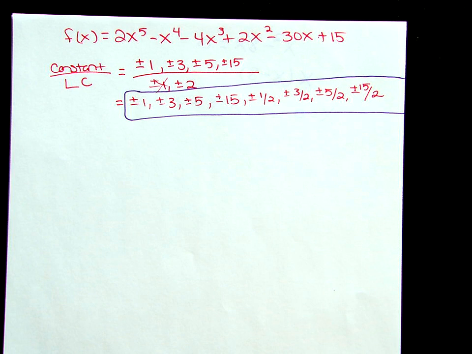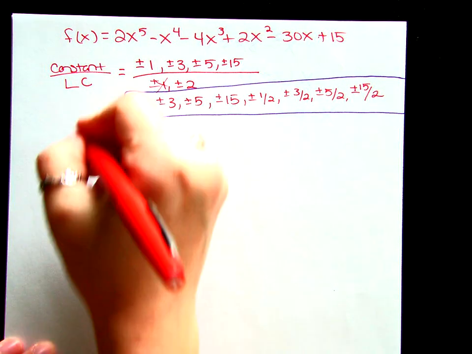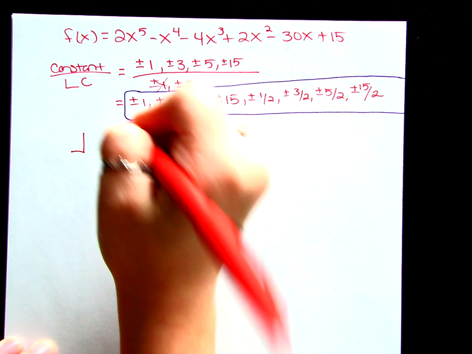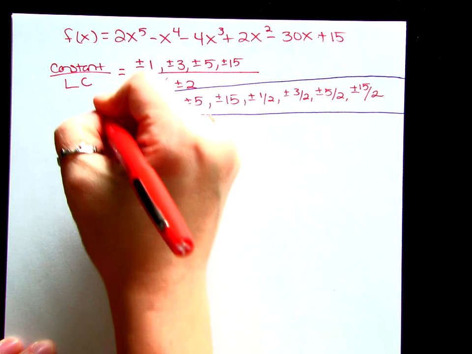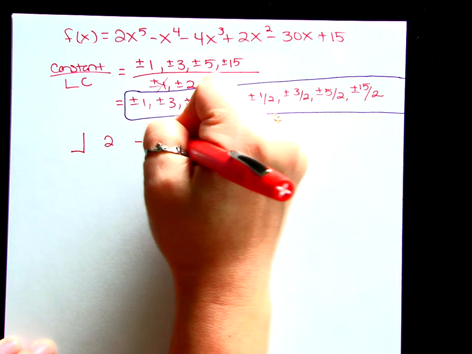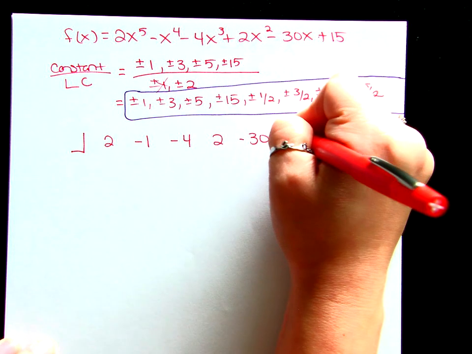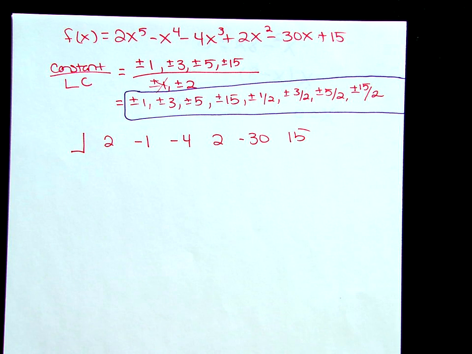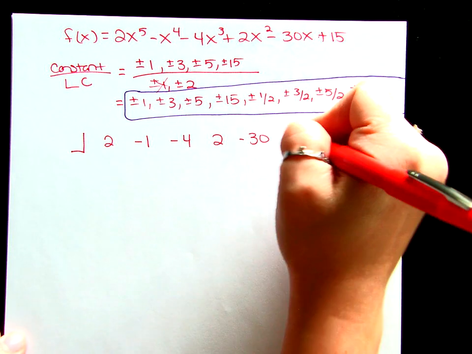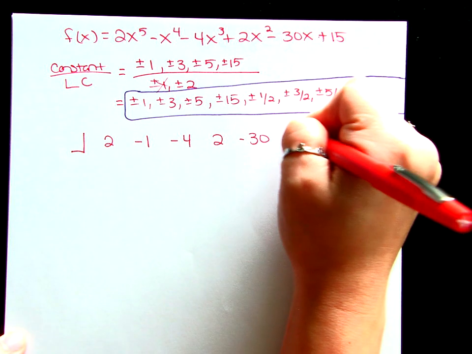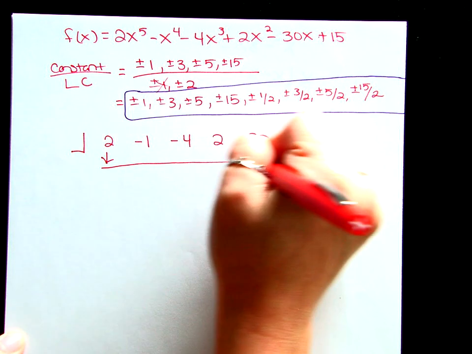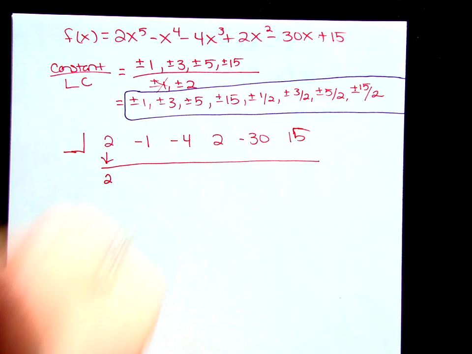So now that we have our list of possibles, we're going to use synthetic division to find real zeros. And luckily all of our x's are accounted for, so we don't have any placeholders. We have 2, -1, -4, 2, -30, and positive 15. And this is what we're going to do, because I don't want to do this 800 times. I don't think you guys want to do this 800 times.